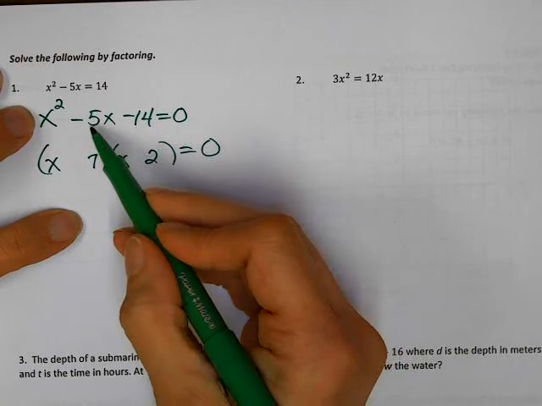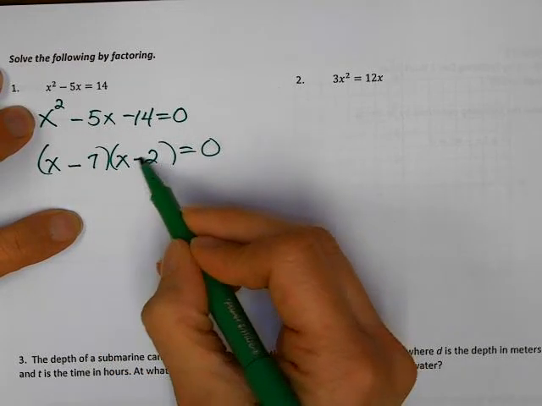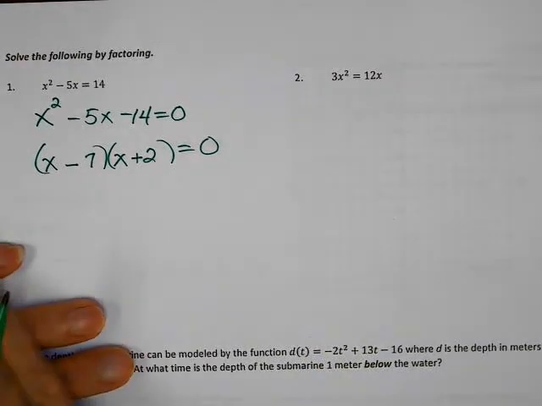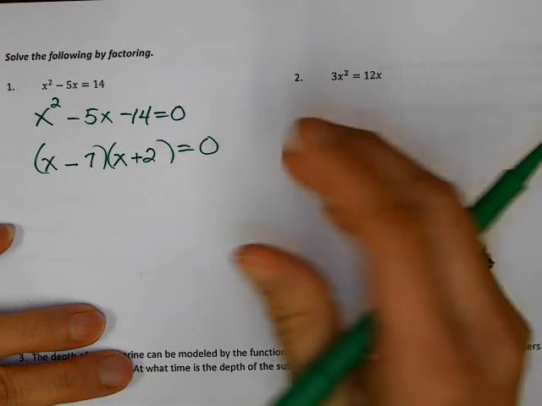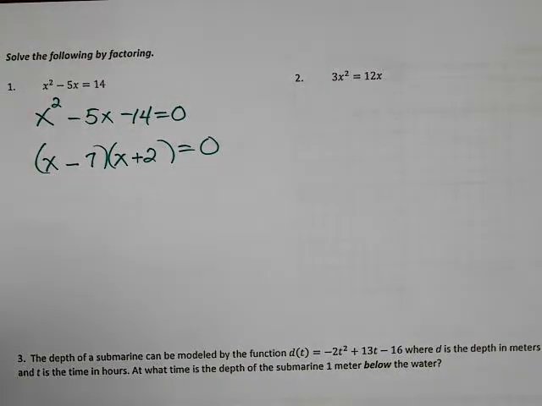It's got to be a -5. Which one should be negative? The 7 should be negative and the 2 should be positive. Okay? Some of you are factoring by guessing and checking. Some of you should still do boxes. So if you need to pause the video and go do some boxes and come back with the answer, pause that right now.